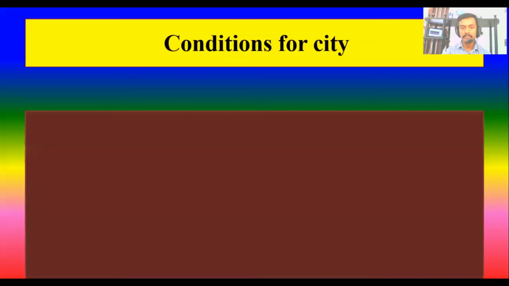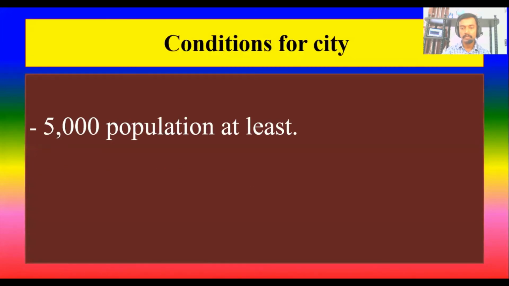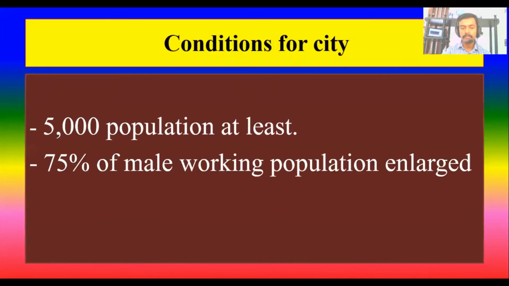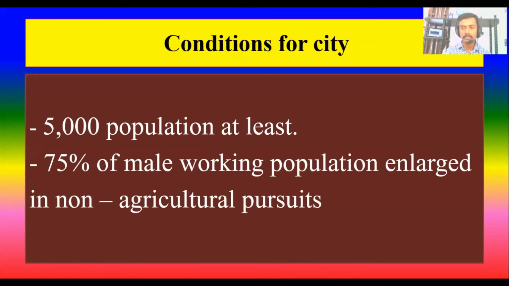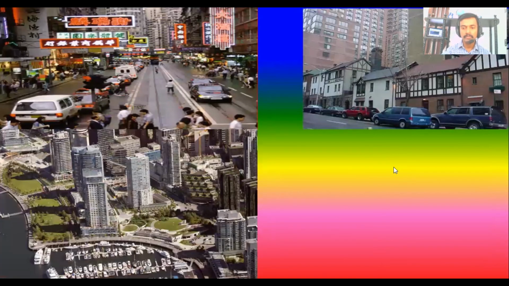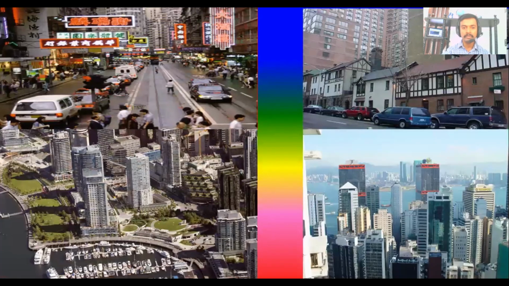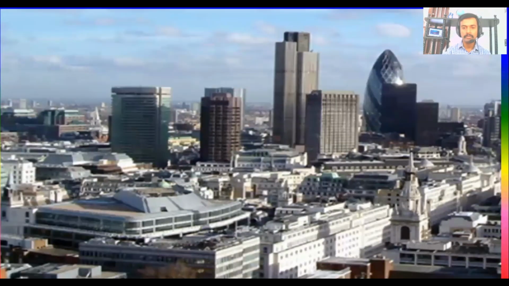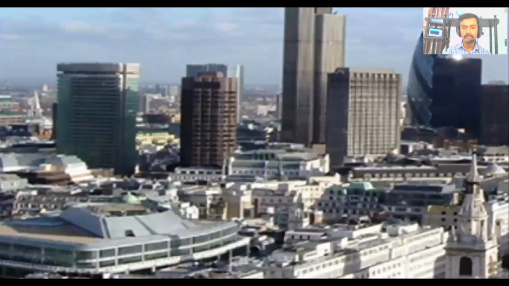Conditions for a city: a population of at least 5,000, 75% of the male working population engaged in non-agricultural pursuits, and 900 persons per square kilometer, which is the population density. Look at this, some pictures of cities, buildings, infrastructure, man-made. It means artificial. Everything created by human beings.